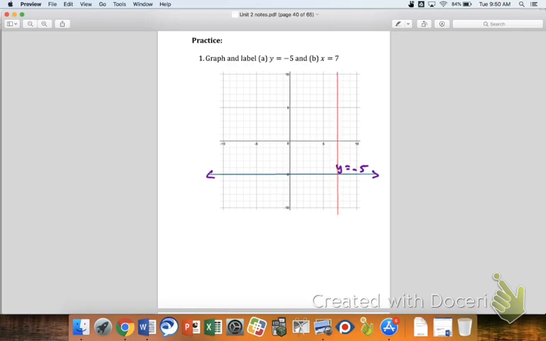So that's roughly right there. And put arrows on the end of it, and that would be x equals 7, or you could call that line B. So please take a look at what you have for yours. Look at what I have for mine. Do you have any questions?